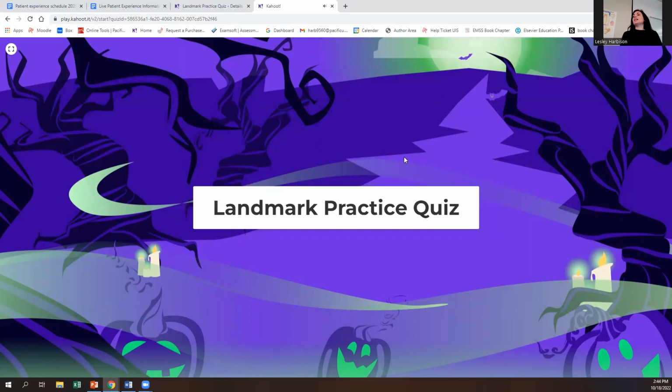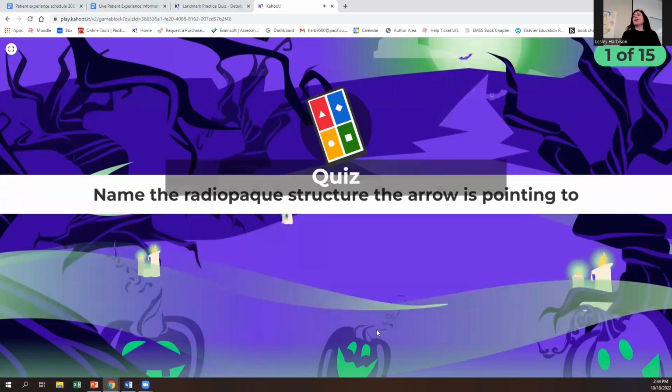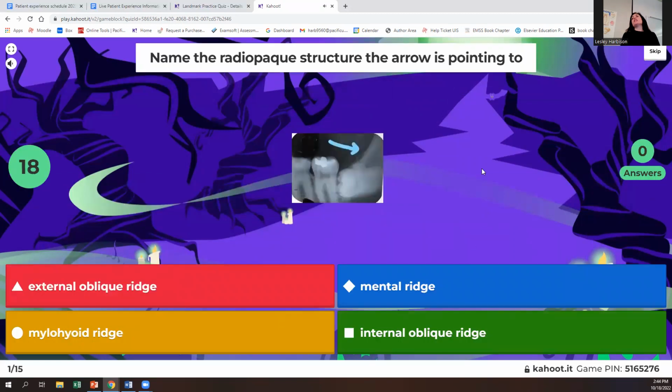It is a competition. I'll bring a prize next week. I forgot prizes. So, name the radiopaque structure that the arrow is pointing to.